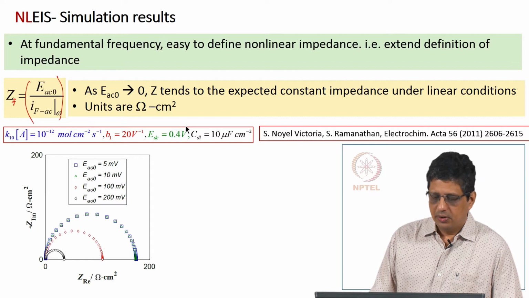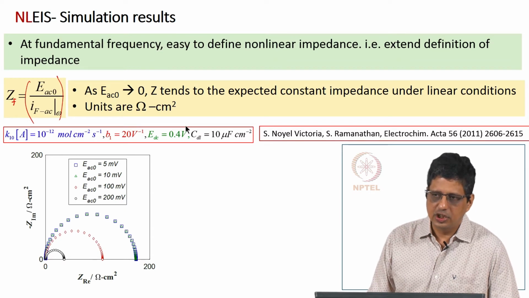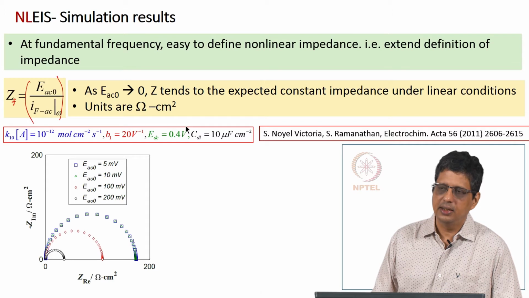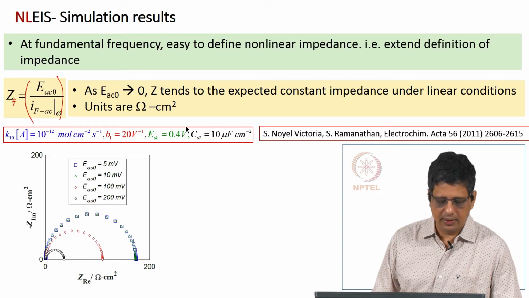For example, for a simple electron transfer reaction with a slightly different set of values for these parameters, with another DC bias and with an assumed double layer capacitance, we have simulated or calculated the nonlinear impedance. Later we will learn how to calculate this. Right now, just take it for granted that this is correct.